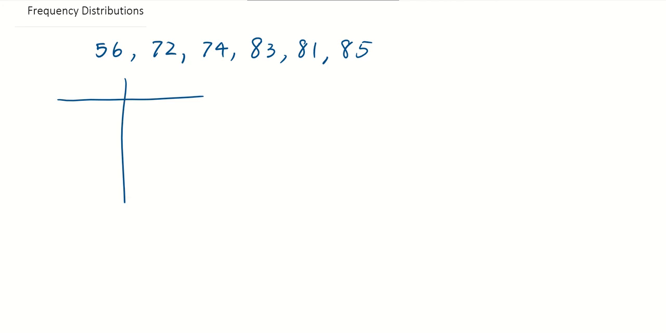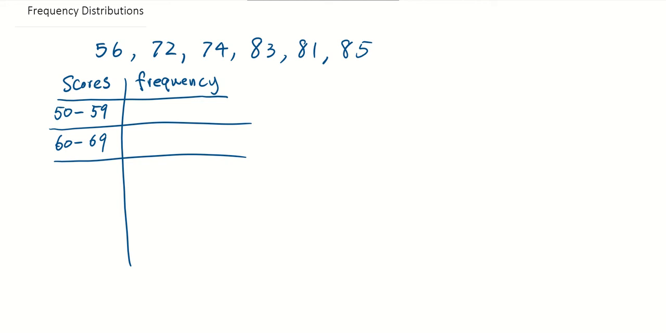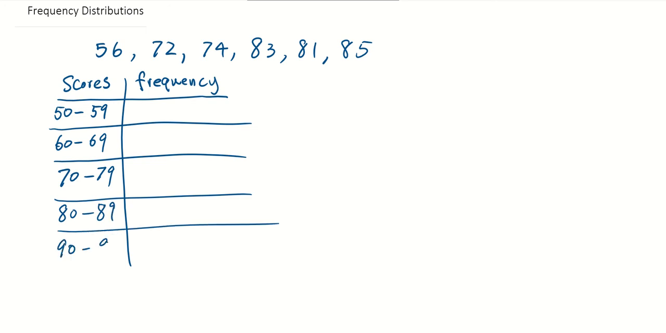So first, I'll make a table like this. On one side is your class, here we'll call scores. Okay. And on the other side is the frequency. Now I'm going to define my class. I would like to go with 50 to 59, that's one class. From 60 to 69, that'll be one class. From 70 to 79, one class. 80 to 89, one class, and 90 to 99, that's another class, for example.